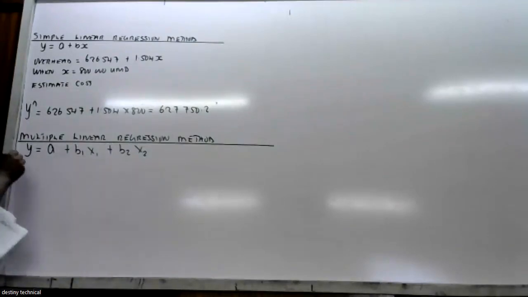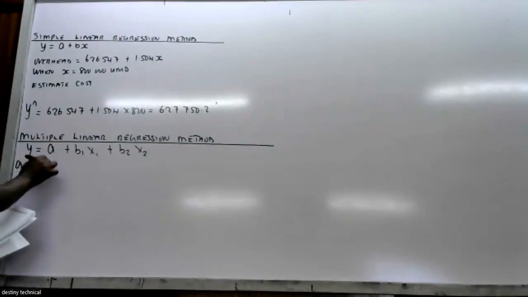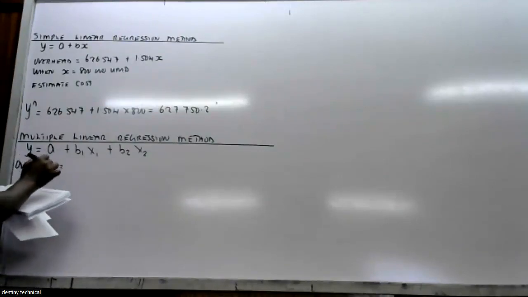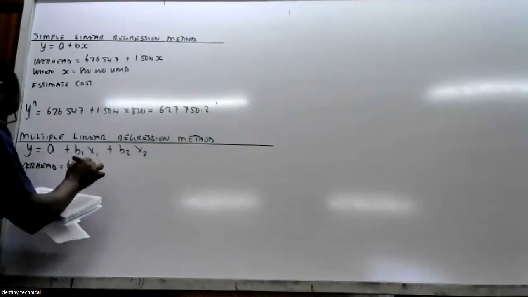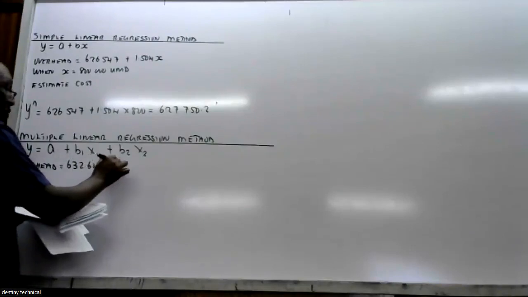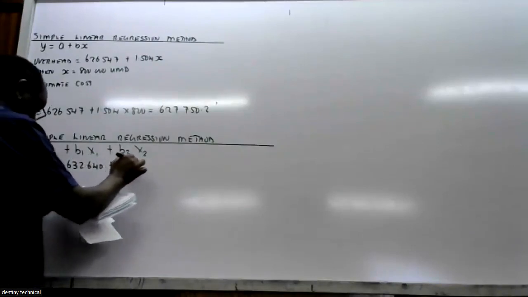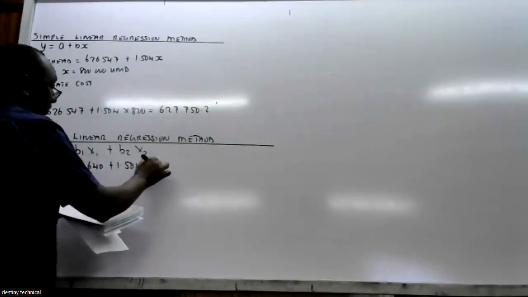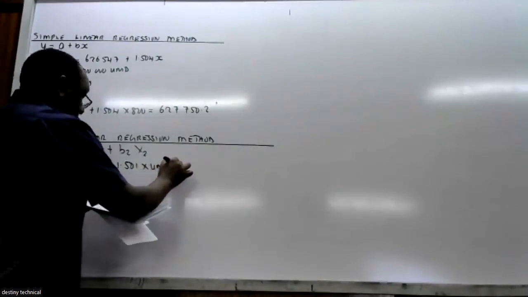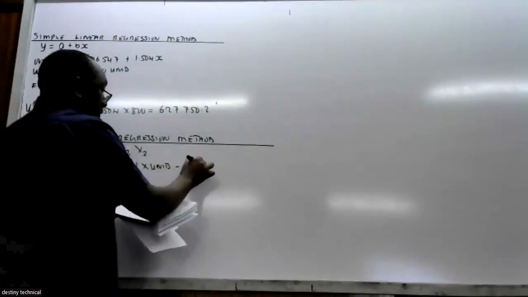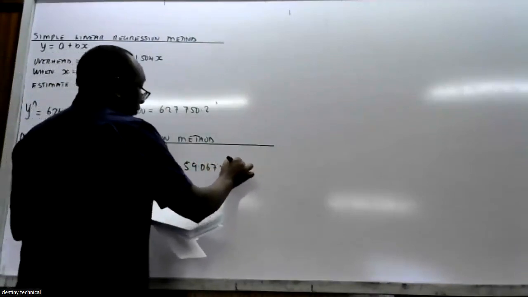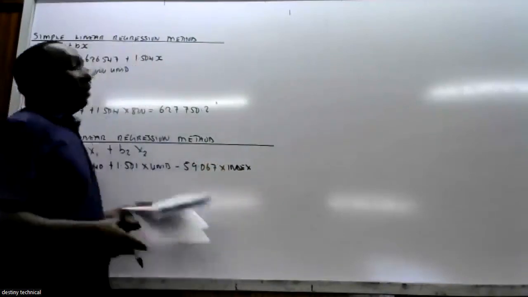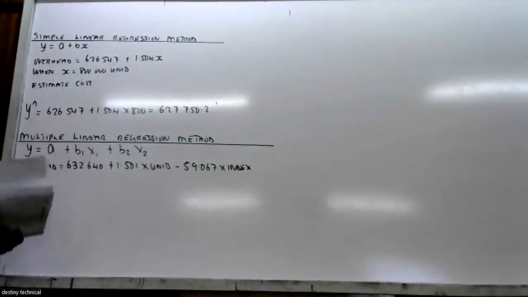It is provided. We have the overhead, which is equal to 6.2640 plus 1.501 multiplied by units, minus 59.067 multiplied by index, multiplied by edict.